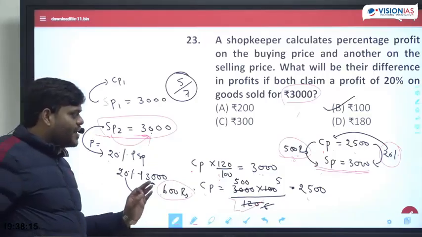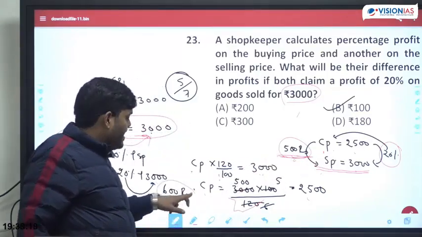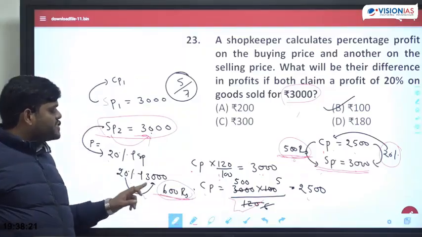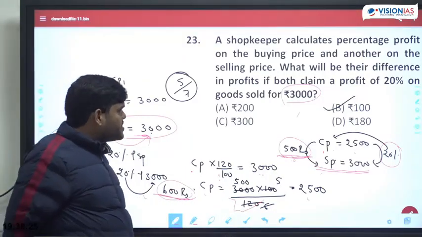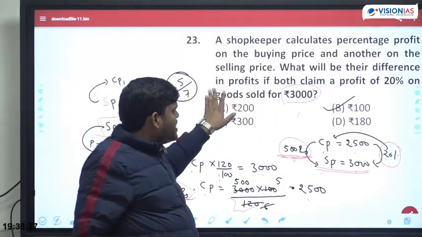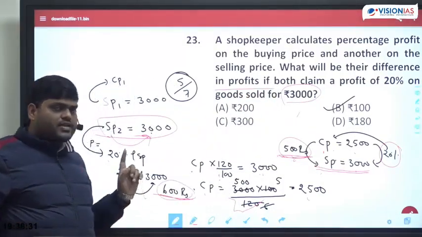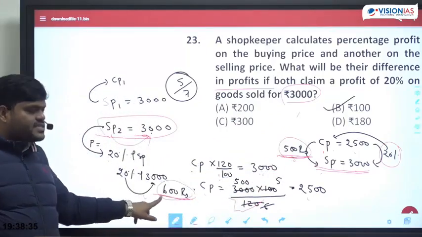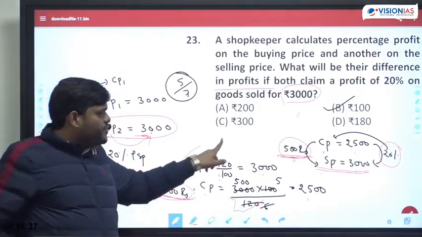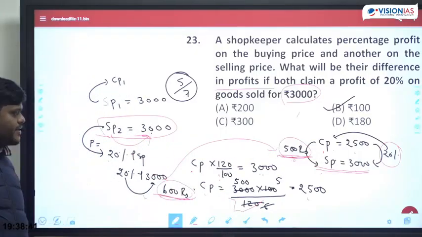That means in the first case, the shopkeeper is getting 500 rupees profit. In the second case, the shopkeeper is getting 600 rupees profit. Okay. Now what is the question? What will be the difference in profit? So one is getting 500 rupees profit, one is getting 600 rupees profit. So the difference will be 100 rupees.